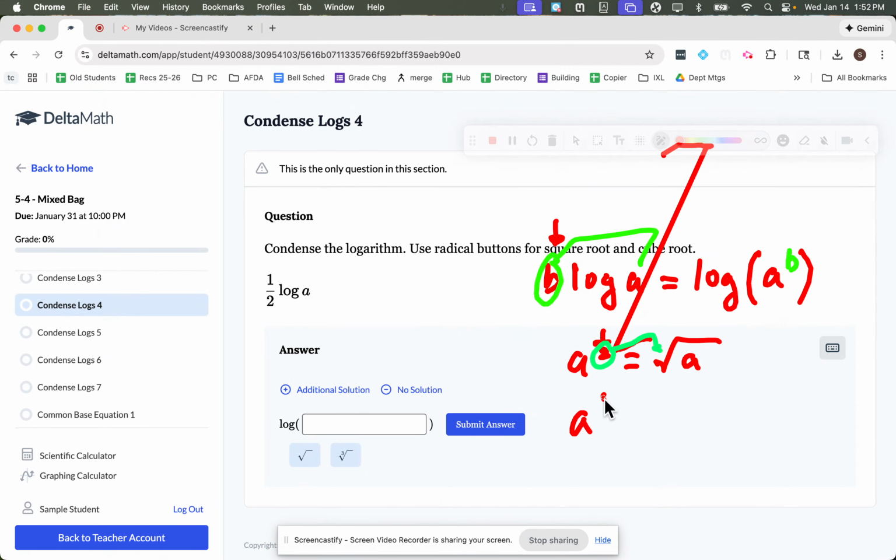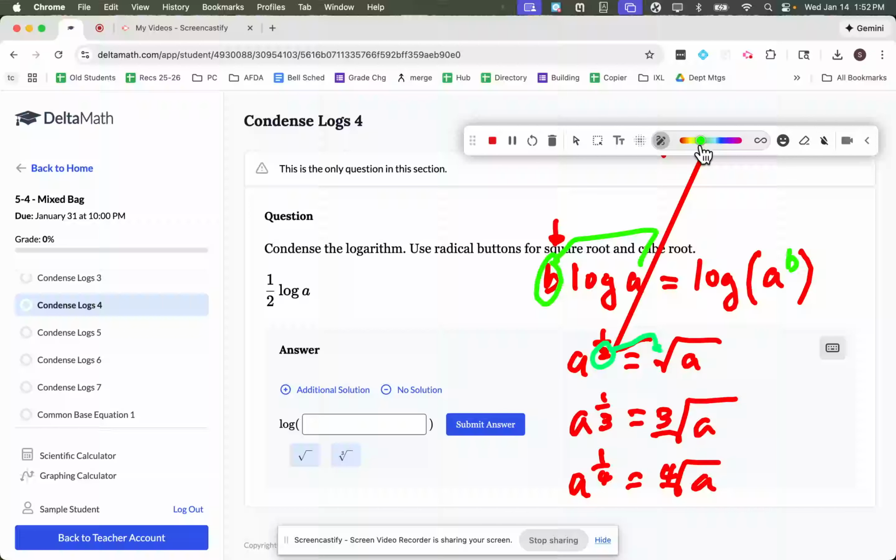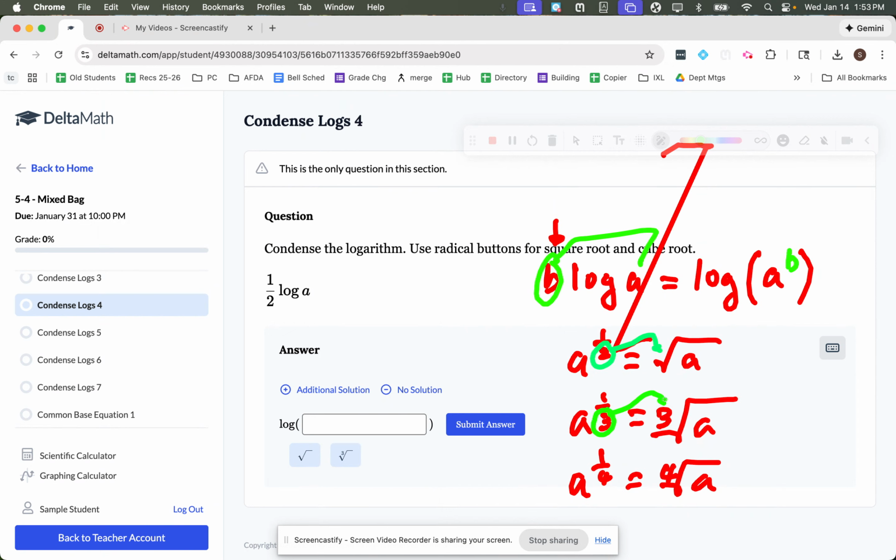A to the 1/3 is cube root of a. Getting the point? A to the 1/4 power is fourth root of a. Okay, so just remember that relationship. The denominator of the fraction indicates just how much the radical, how strong the radical is. This is a third root, this is fourth root, okay? And I provide buttons down there for your convenience to do those conversions.